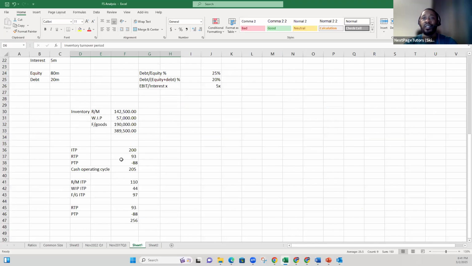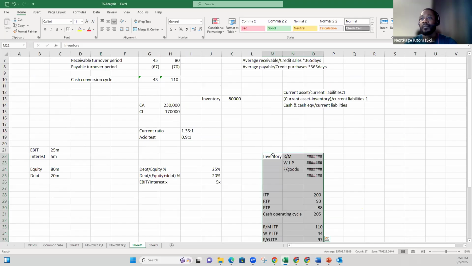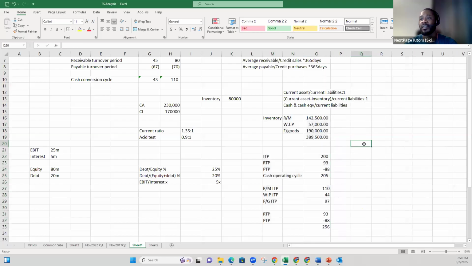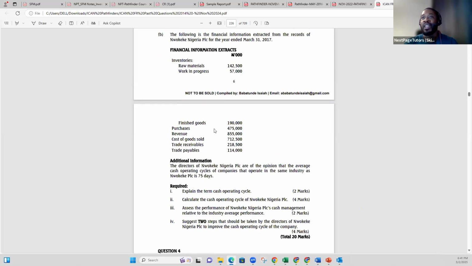Okay, it's good that we have this solution here, Sam. I think we can easily use it. They said we should calculate it. So what's the formula for inventory? Now they gave you a breakdown of the inventory. They gave you inventory of raw material, inventory of work in progress, and that of finished goods.